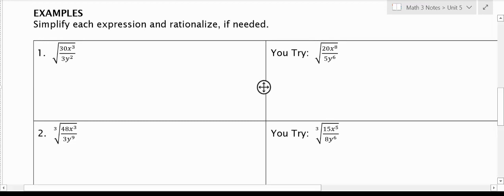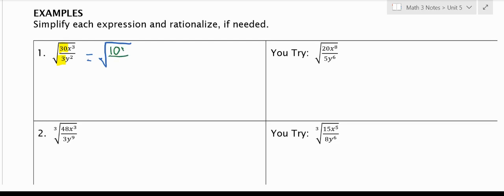So the first thing we want to do when we simplify, if we're able to reduce the fraction, is to always make sure we do that first. You can still get the correct answer if you don't reduce first, but it makes the problem easier to do. So I can see that 30 and 3 actually reduce to 10 over 1, or 10 in the numerator. I have an x^3 and then a y^2. And now this is the same as doing the square root of 10x^3 over the square root of y^2.